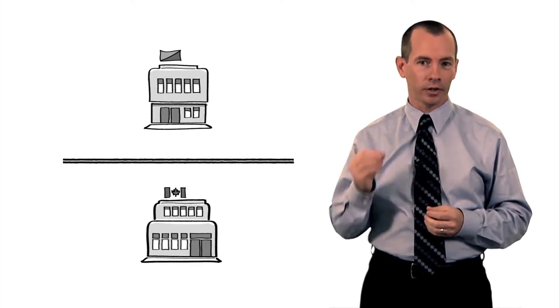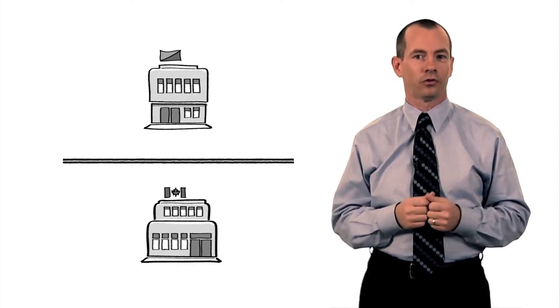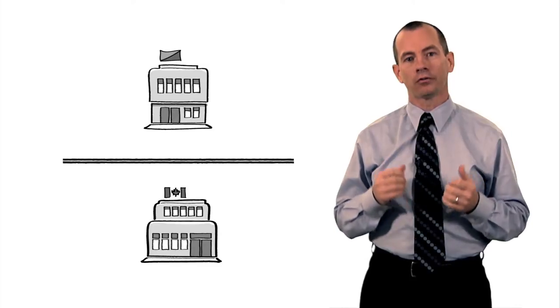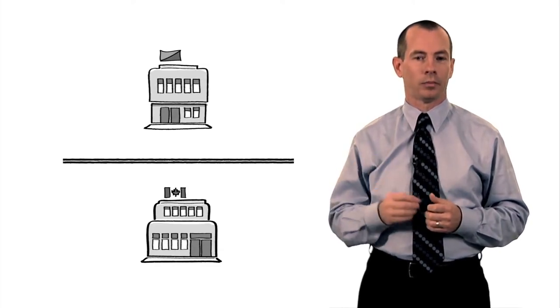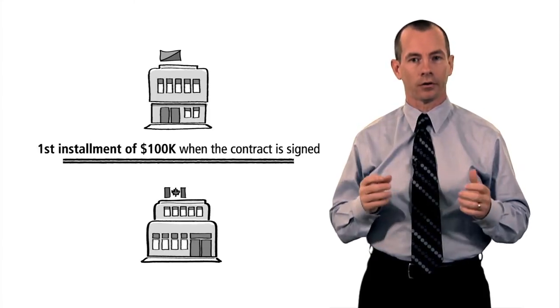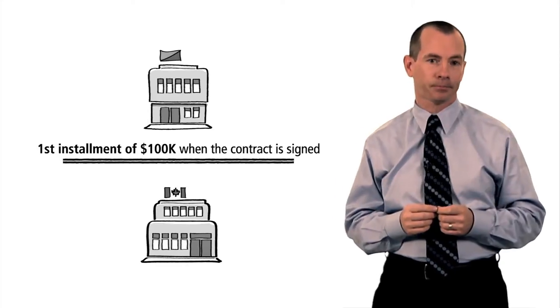Fortunately, the buyer really wants this sailboat and the exporter really wants to make this sale. So negotiations proceed. The two parties finally agree on the following payment terms. There will be 3 payment installments. First, an installment of $100,000 when the contract is signed, and this is referred to as an advance.